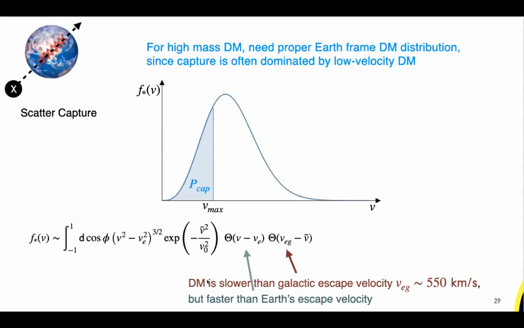And to do that, you're going to have to put in another theta function if you're used to dealing with these sorts of Maxwell-Boltzmann distributions, because you need to take into account the fact that the dark matter has a certain minimum velocity, which is quite important if it needs to scatter a lot of times in order to be captured.